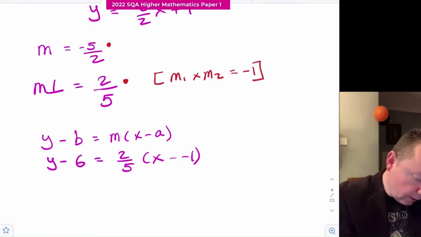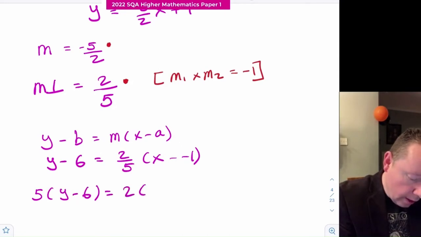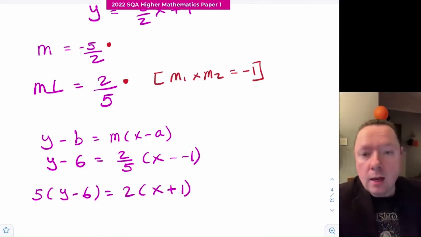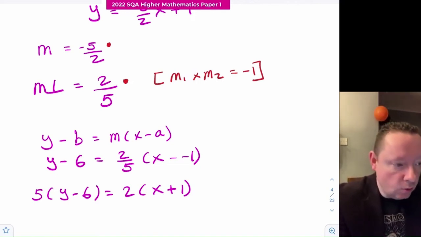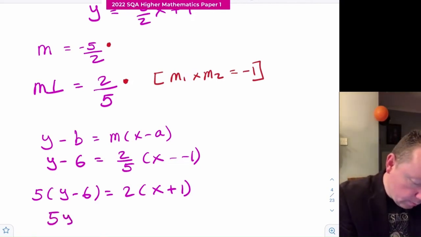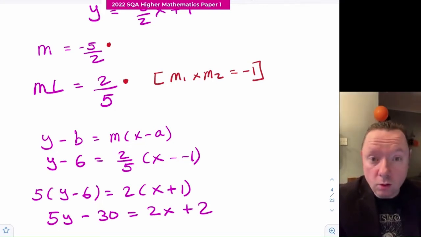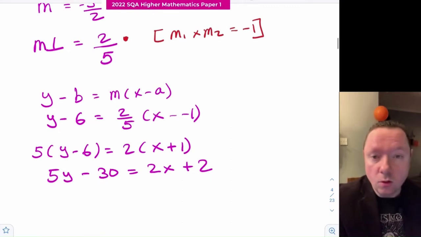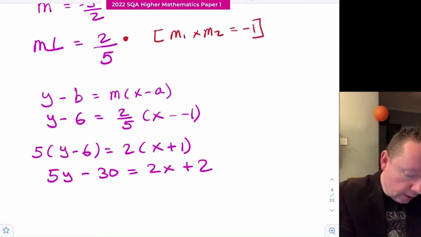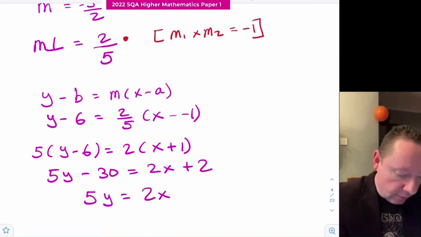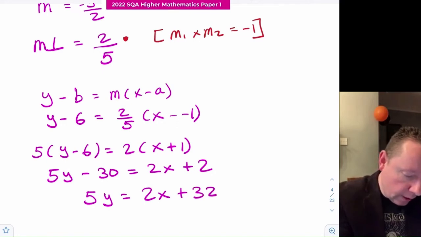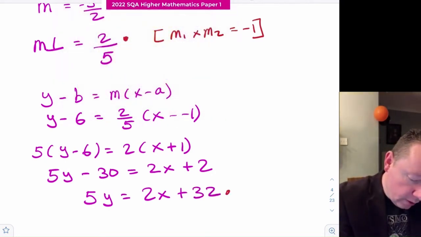Eliminating the fractions by timesing by 5, we've got 5 times (y minus 6) equals 2 times (x plus 1), and expanding our brackets, we get 5y minus 30 equals 2x plus 2, and then we can leave it in any form we want as long as it's tidied up and simplified. So in the official mark scheme, the SQA left it as 5y equals 2x, and they moved the 30 to the other side, added 30 to get plus 32, and that was your final mark there.